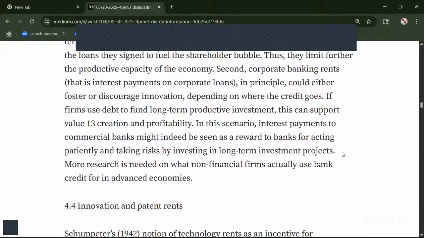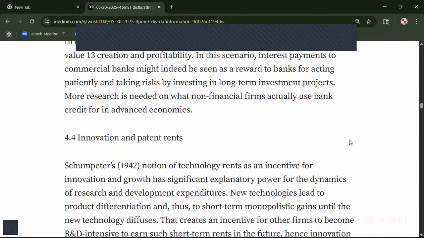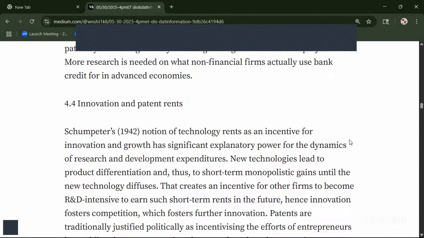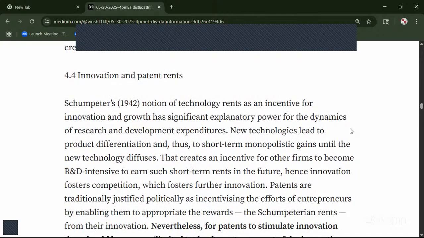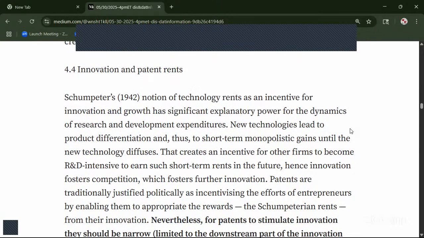4.4, innovation and patent rents. Schumpeter's notion of technology rents as an incentive for innovation and growth has significant explanatory power for the dynamics of research and development expenditures. New technologies lead to product differentiation and thus to short-term monopolistic gains until the new technology diffuses. Now, what that does is it creates an incentive for other firms to become research and development, R&D, intensive to earn such short-term rents in the future. Hence, innovation fosters competition, which fosters further innovation.